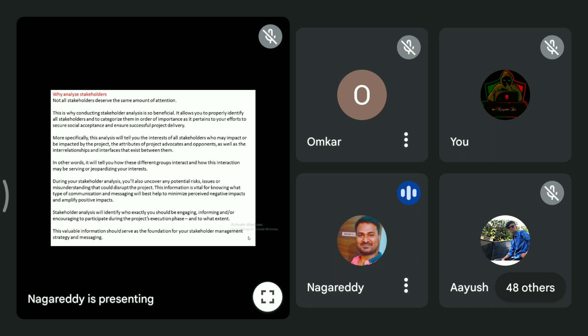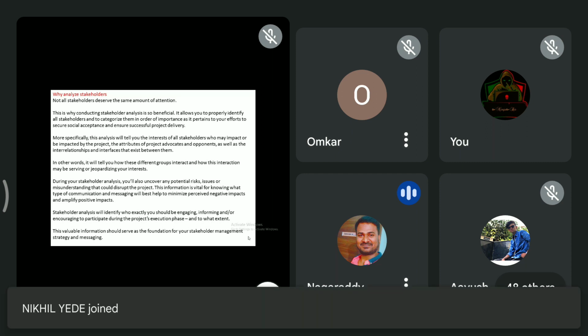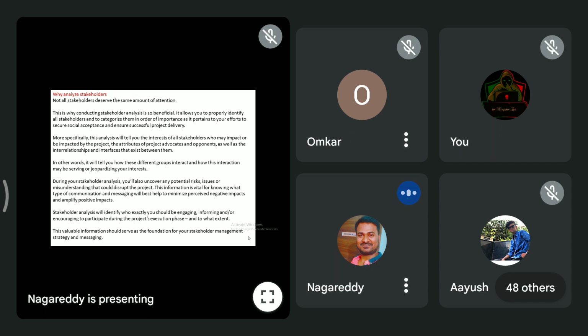Next, it allows you to properly identify all the stakeholders and categorize them. You have to categorize them into small, medium, and high priority, where high priority are the high priority customers or stakeholders. Another important parameter is that effort has to be taken to secure social acceptance and ensure successful project delivery.